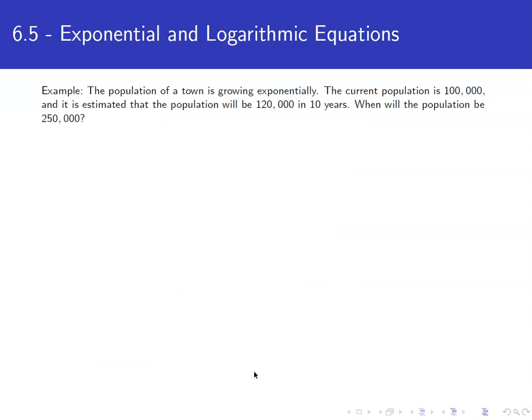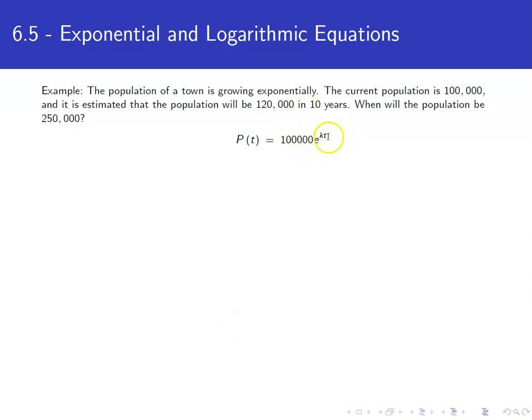Let's do one of these where we can do an application. Let's say we have exponential growth. The current population is 100,000. It's estimated that the population will be 120,000 in 10 years, and it asks when the population will be 250,000. Since we have exponential growth, and since the initial population is 100,000, we can write our population equation as 100,000 times e to some power.